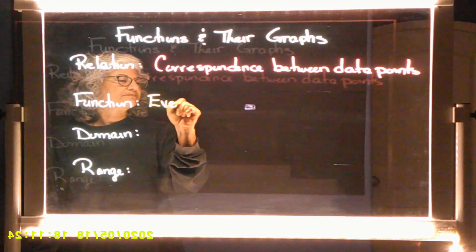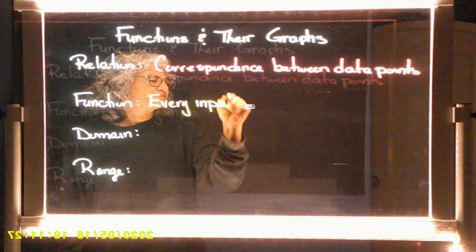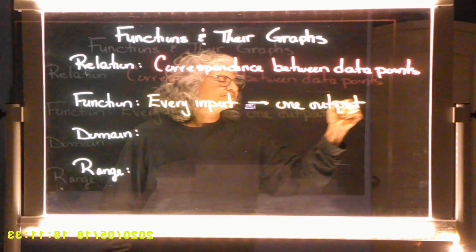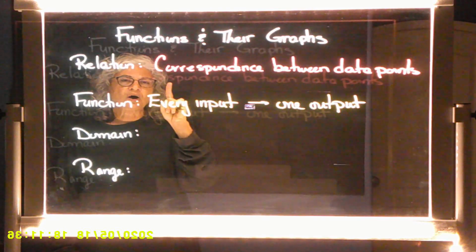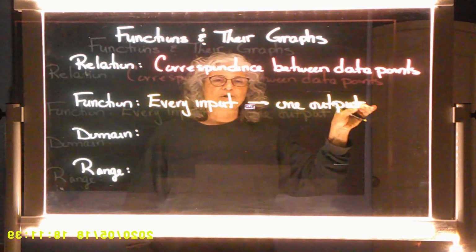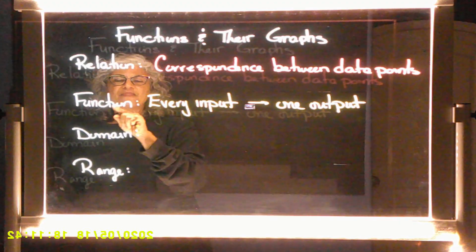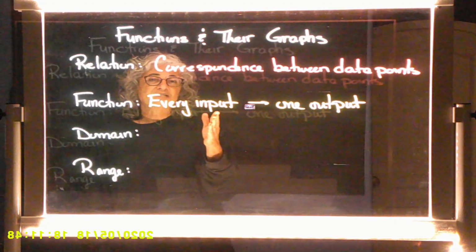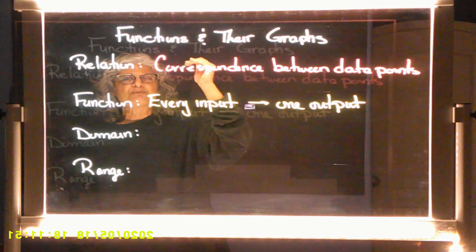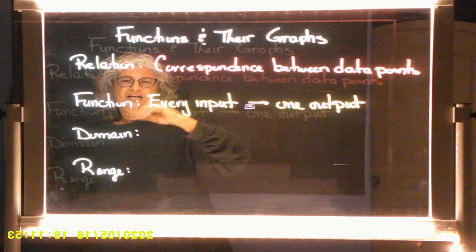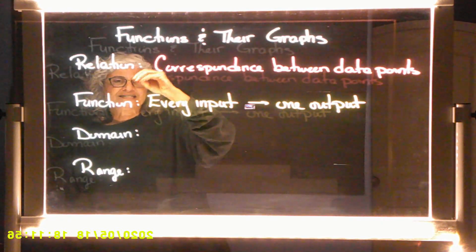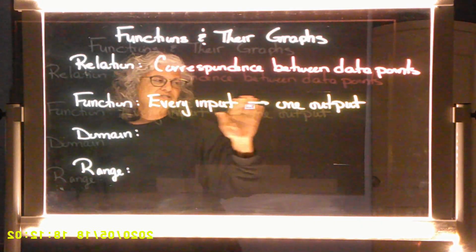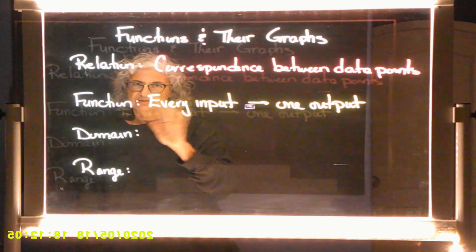Every input gives me one output. Okay? So for every one thing that's inputted, you only get one result, one outcome. That's how a relation gets promoted to a function. Sometimes when experiments are conducted, they get two results out of the same input, out of the same thing that they did. But if something is considered a function, then for every input, there is exactly one output. Okay? That's all you get.